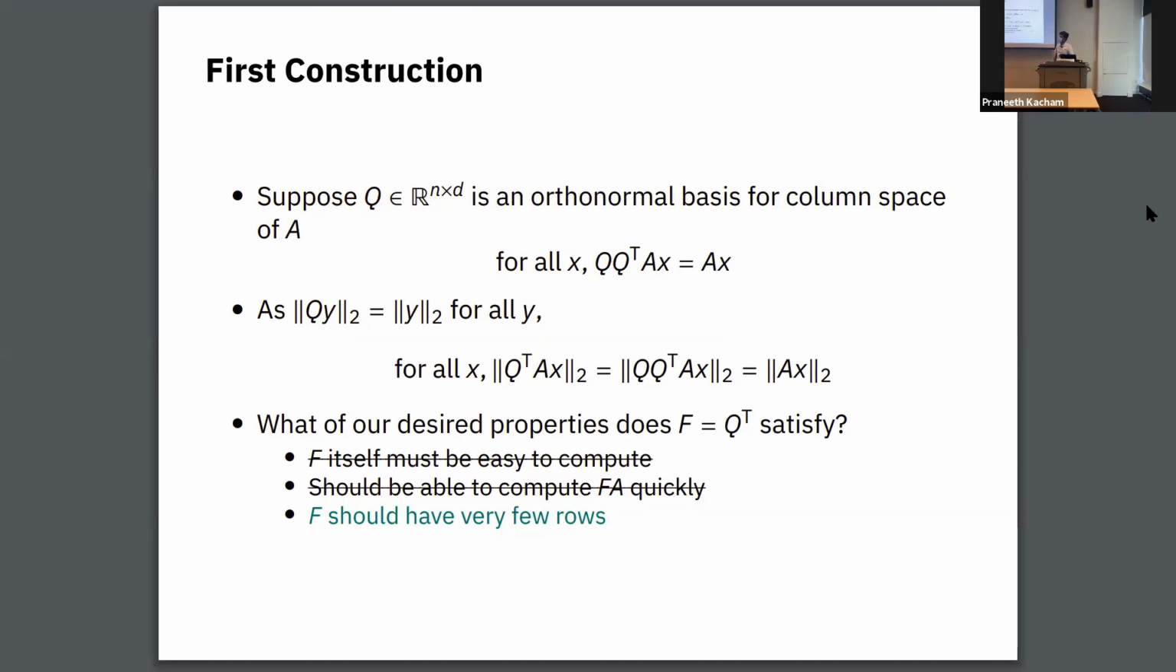That only makes sense when A is low rank, right? Yeah. So think of d as being much smaller than n. Yeah. Okay.